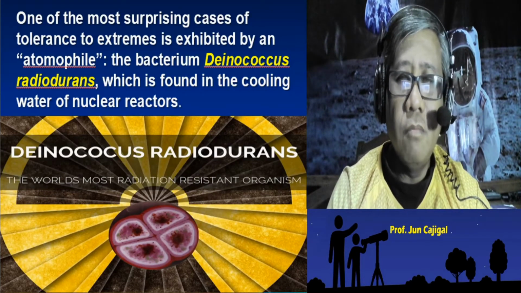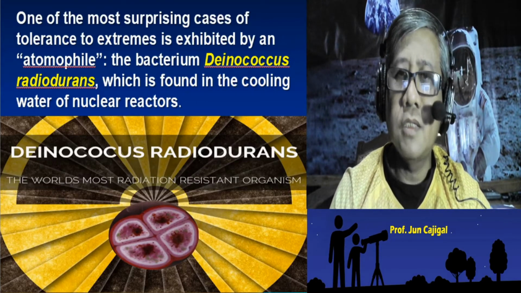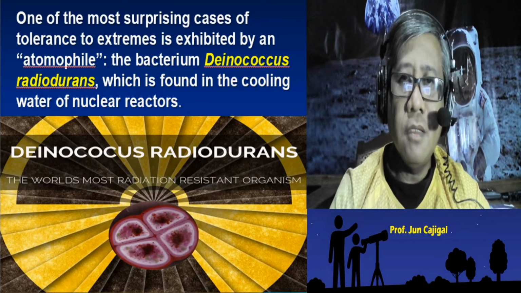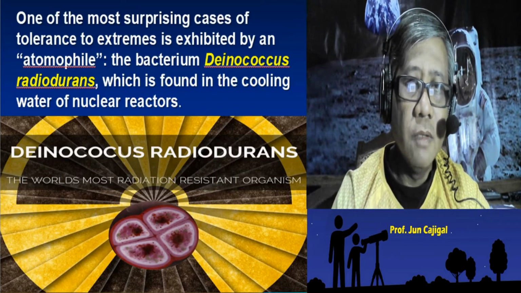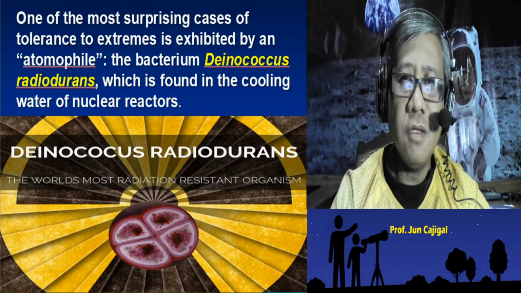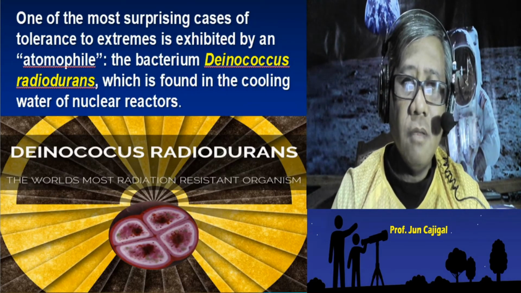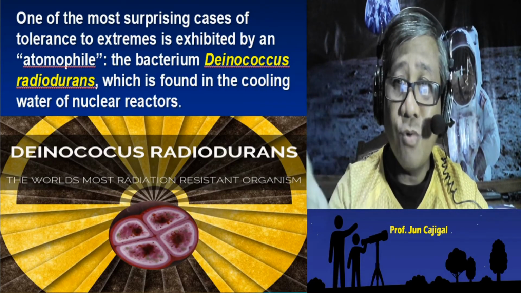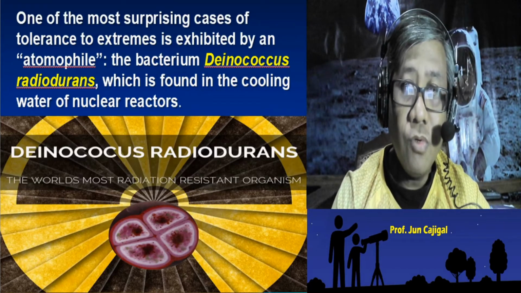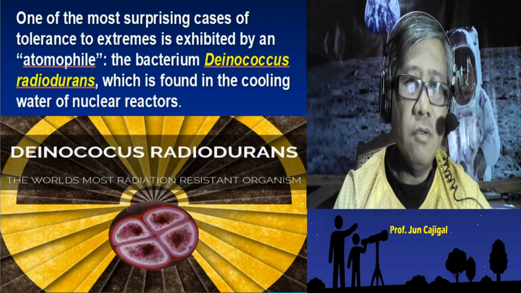Okay, one of the most surprising cases of tolerance to extreme conditions is exhibited by this bacterium called Deinococcus radiodurans. Ito astig tong bacteria na ito. Deinococcus radiodurans can be found inside nuclear reactors. It is found in the cooling jackets of nuclear reactors.